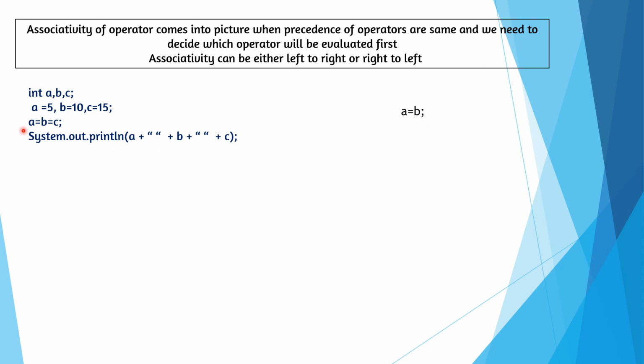And now here we have a = b = c. That means the right-hand expression value will be stored in all the other variables. For example, b will have 15 because c's value is 15, and then b's value will be stored in a, that is 15. And a's 5 and b's 10 will be overwritten. So the answer will be 15, 15, 15 if we are printing it, because the associativity of the assignment operator is from right to left.